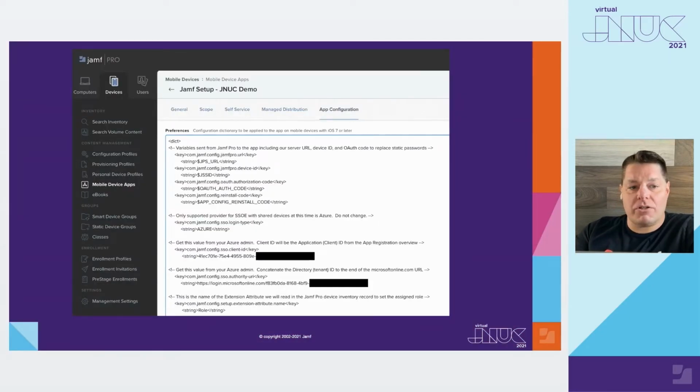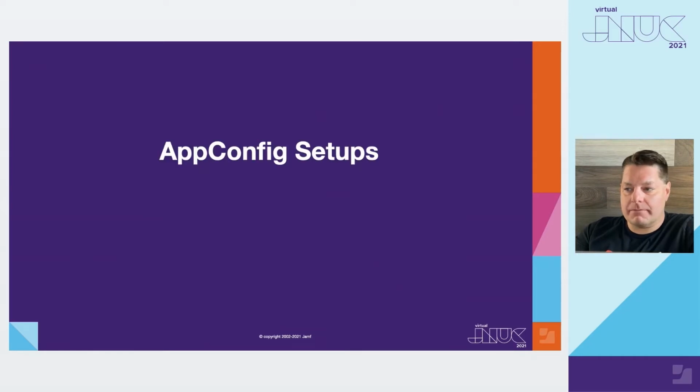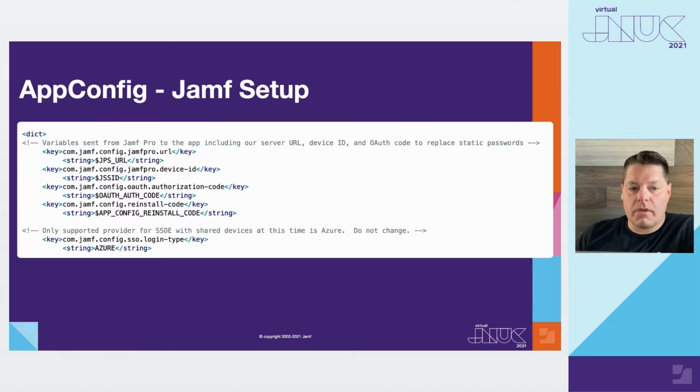We're going to drop that information into an app config, and the app config is what's going to actually teach the Jamf Setup and Jamf Reset application where to go to log in. So in this beginning section of the app config, also shown in the configuration guide, none of this information changes. We're sending some variables like the device ID, the OAuth code for the Jamf Pro server, and that lets Setup and Reset do its magic with Jamf Pro.